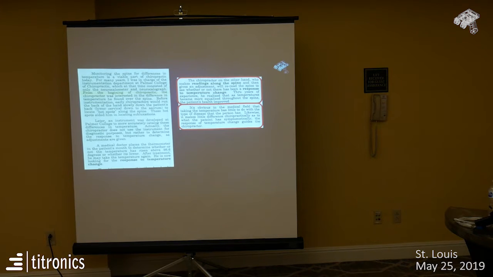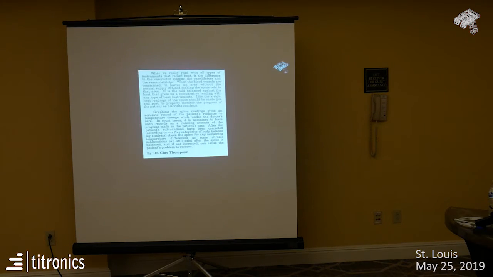So it's obvious in the medical field that taking the temperature has little to do with the type of disease. Likewise, it makes little difference chiropractically what the patient has symptomatically. A responsive temperature change guides the chiropractor. This is Clay Thompson, guys.